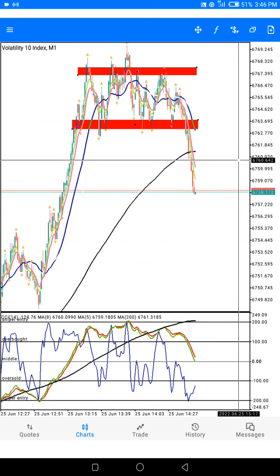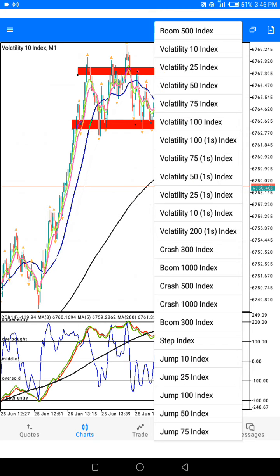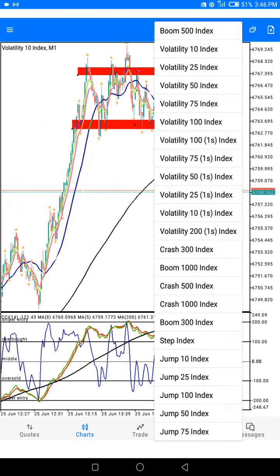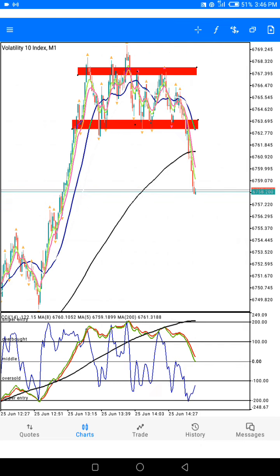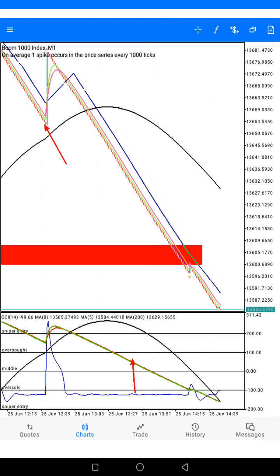Okay, this is what happened. It gave us a baby spike, right? You know, right there at our support level. It gave us a baby spike, and it's still going downward. That means this candle is going to sell all the way to this level, so we should expect a massive reaction within this region. If you are trading on Boom 1000 index, this is another way to catch the market.